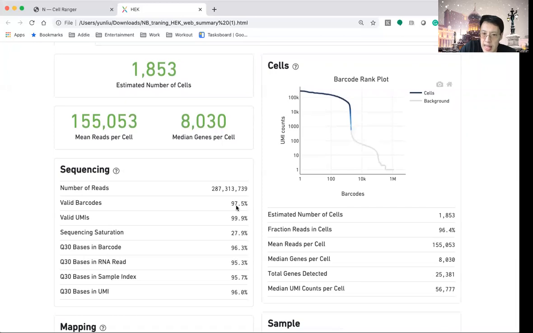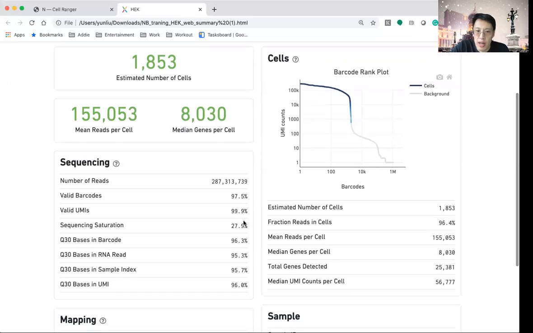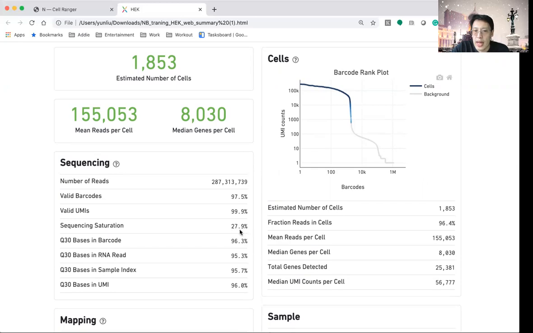You can see that 97% have valid barcodes. Remember that the barcode corresponds to individual cells. So for the sequence reads that share the same barcode, they are considered coming from the same bubble in the previous lecture, but essentially the same cell. And over 99.9% have a valid UMI, or unique molecular index.